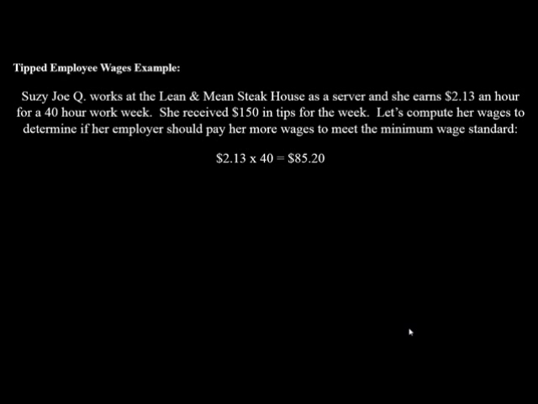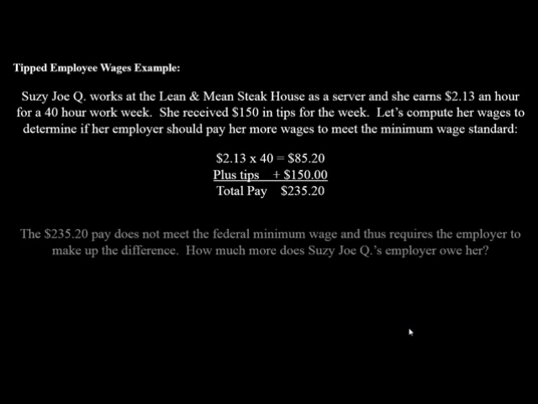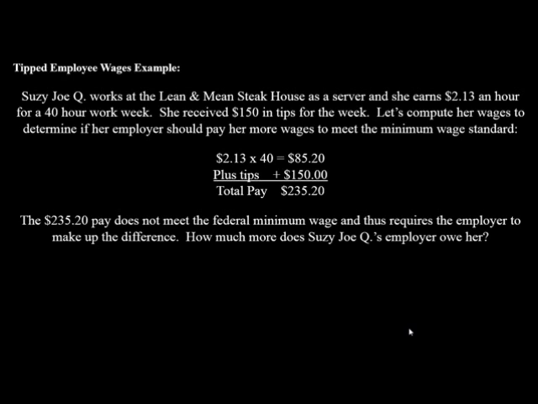$2.13 times 40 hours a week equals $85.20, plus her tips of $150 equals total pay of $235.20. The $235.20 pay does not equal the federal minimum wage and thus requires the employer to make up the difference. So how much more does Susie Joe Q's employer owe her?